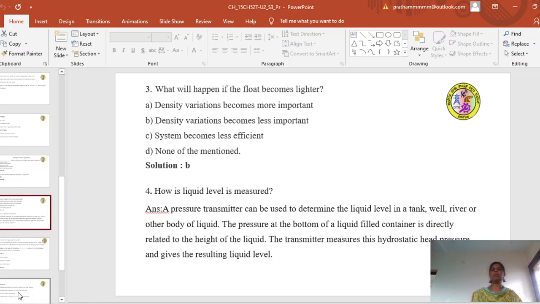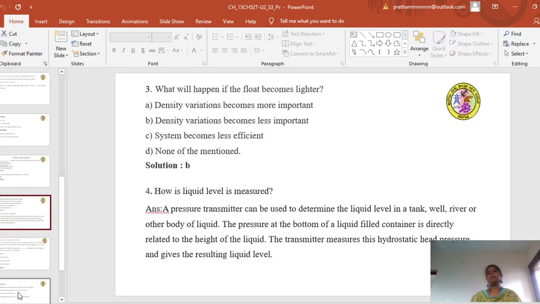What will happen if the float becomes lighter? The float which will float on the surface of the liquid in the tank, what happens if it becomes lighter? So it is always connected with the density. The density variation becomes more important, density variation becomes less important, system becomes less efficient, none of the mentioned. Then the answer is the second one: the density variation becomes less important.